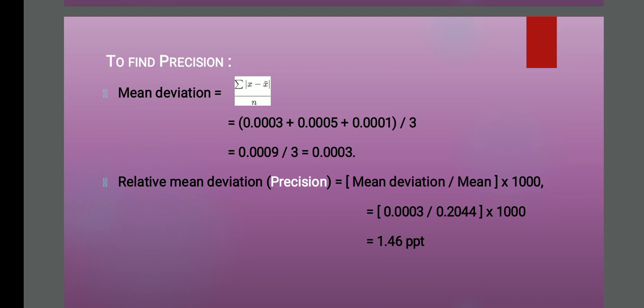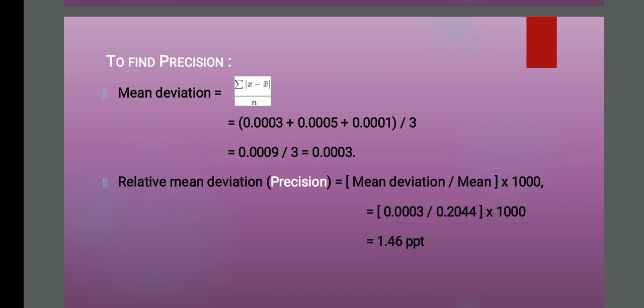So relative mean deviation is nothing but mean deviation divided by mean into 1000. So mean deviation is the value for us, it is given as 0.0003 divided by mean, which we have already calculated in the previous step. It is 0.2044 multiplied by 1000. We get the answer as 1.46 ppt. I'll repeat the same thing once again.